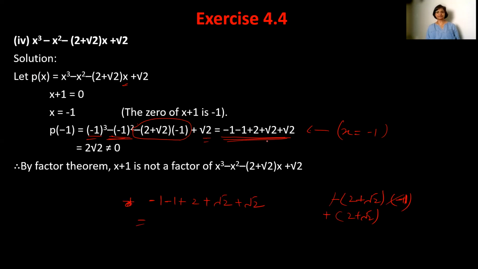So it will become, see, same thing is written here. Now, -1 and -1 becomes -2, right? And this is +2, so this will be cancelled. What will be remaining? Plus under root 2 plus under root 2, that means 2 times under root 2, which is not equal to 0. So by factor theorem, x plus 1 is not a factor of x cube minus x square minus 2 plus under root 2x plus under root 2. You have to write it that way.